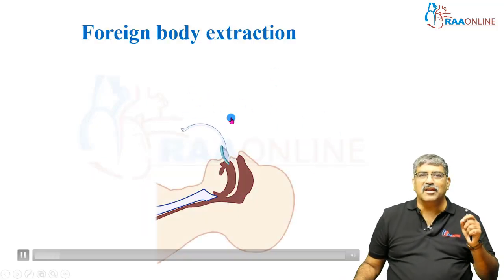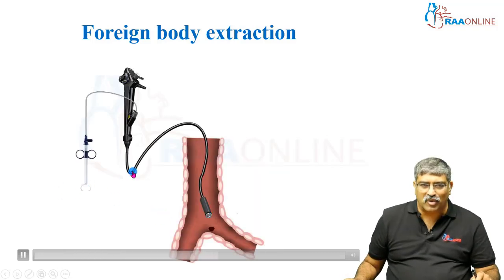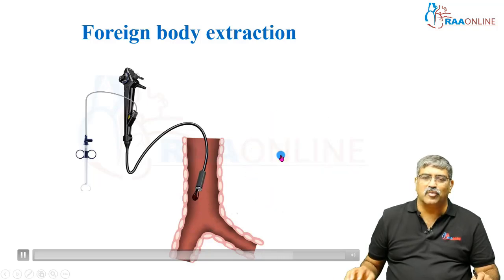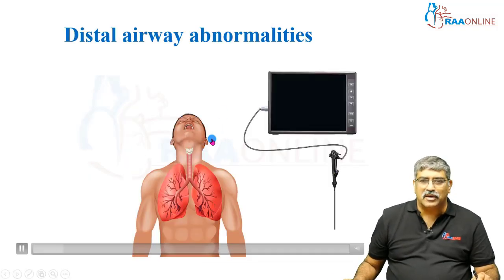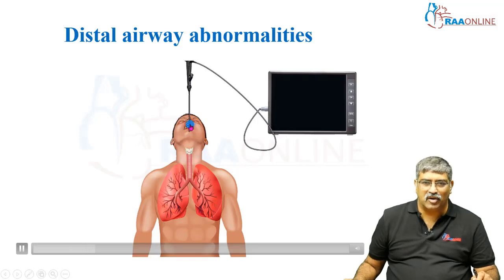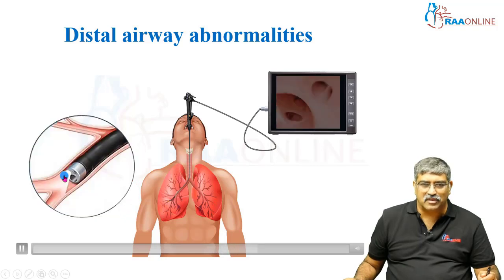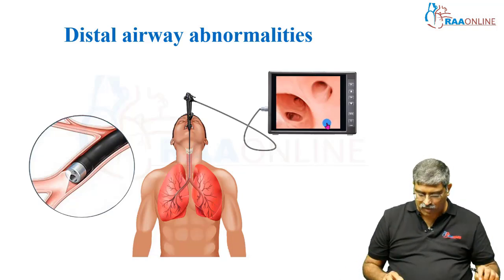Another important use is foreign body extraction. Here you have a basket-like device. Here you have a small peanut just below the carina, and the basket can remove the foreign body and clear the airway. You can also diagnose distal airway anomalies. The fiber optic scope is passed and here you can see whether any obstruction is there. You can visualize the right lower lobe and the middle lobe bronchus. Like that you can diagnose any abnormalities.